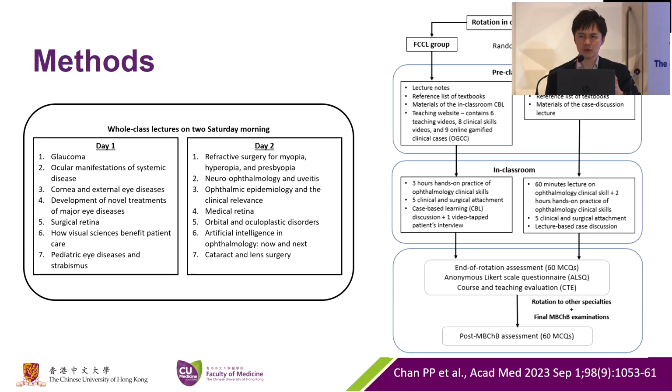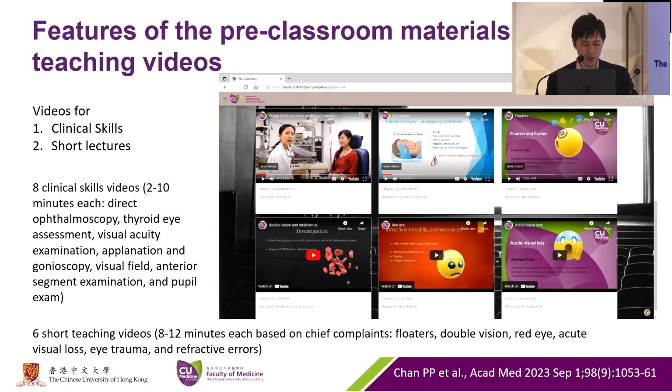And then when they come to our rotation in a group of 10 to 12, they are either randomized to the FCCL group or the TLB group. For the FCCL group, they get the new materials, and then they come into class and we challenge them. And we assess them at the end of the rotation and also after the final exam in the medical school. So I managed to call some of them back and reassess them and see whether they retained the knowledge. And the traditional group just has basically the same lecture, etc. So the difference comes here, right?